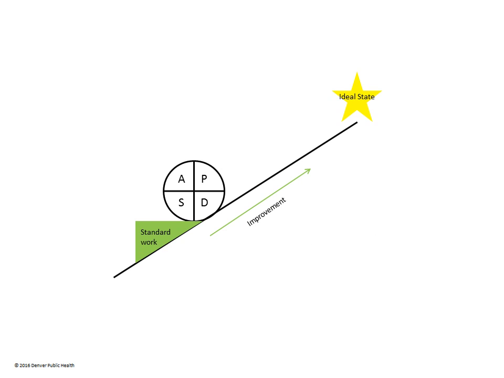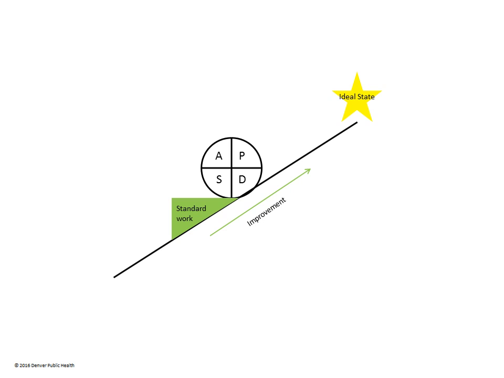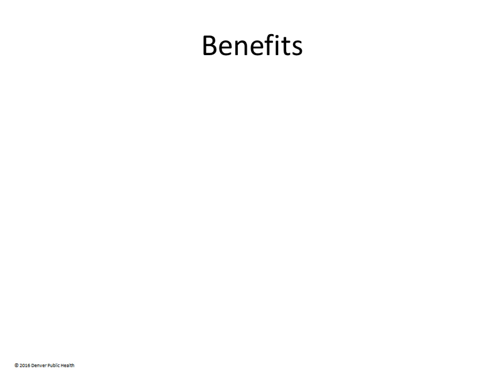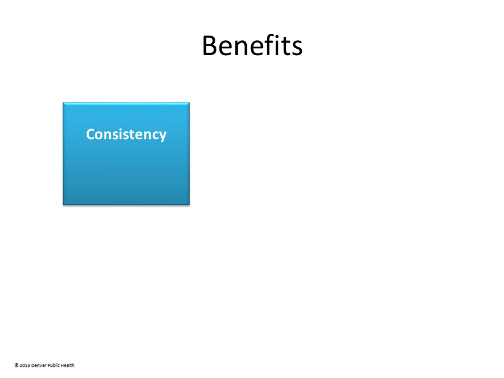There are many benefits to creating and using standard work. First, as you implement rapid PDSA cycles to improve a process and move you closer to your ideal state, using standard work as a wedge ensures that the progress you are making is preserved. Other benefits include consistency. When you reduce variation in a process, you will get more predictable outcomes. This can be especially important when safety is a concern.